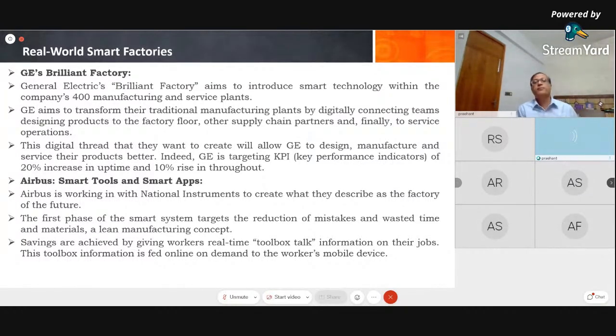For the first phase, what they're targeting is to reduce their mistakes and the wasted time and material. So it's basically the concept of lean manufacturing. And in the second stage, the peculiar thing that they have is they have provided their workers with a cell phone, and the cell phone has an application called Toolbox Talk. Toolbox Talk has all the information that the worker needs while working. All the information regarding the worker's work is there on the app, and as and when the worker has any question, they can actually go to the application and get the answers.